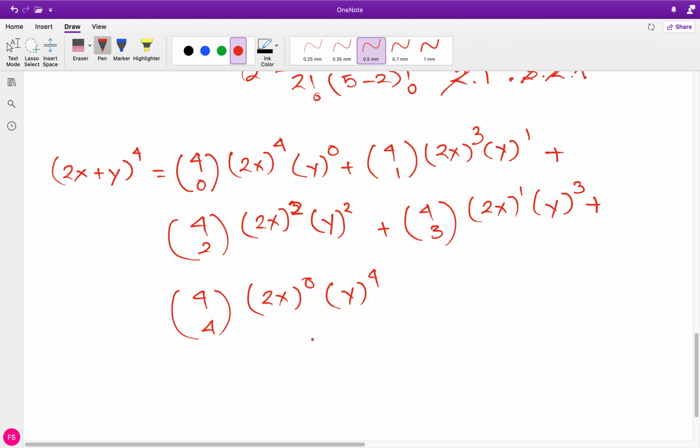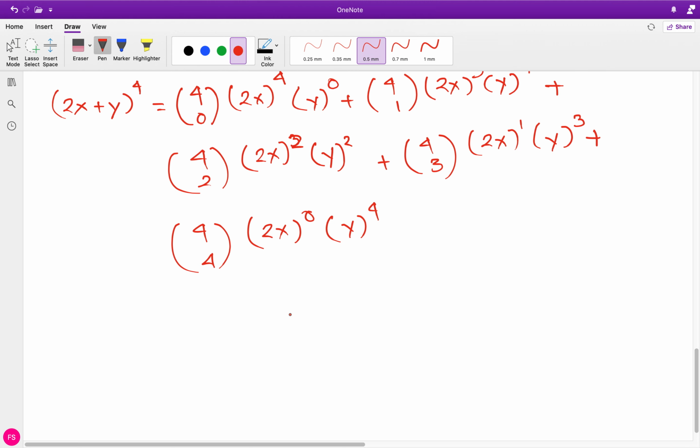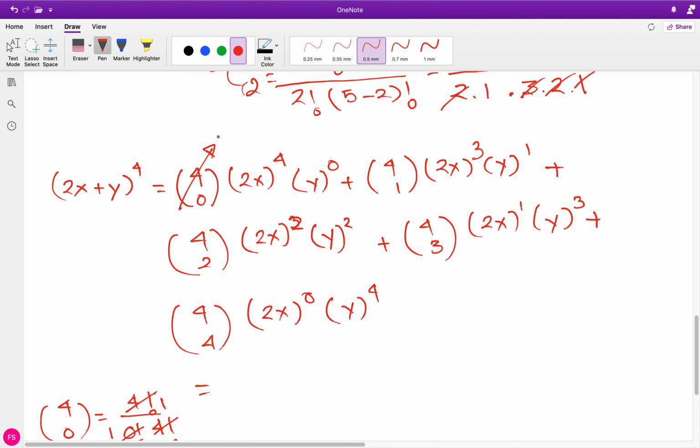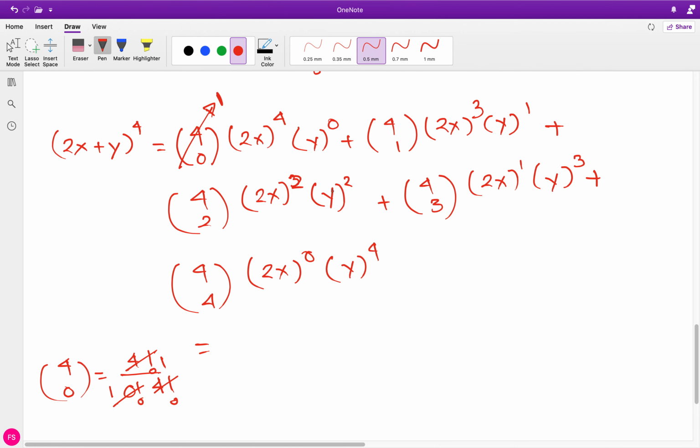Now how to do this without a calculator? Let's see. So for the first one, 4C0, how to calculate it? 4C0 equals 4 factorial over 0 factorial times 4 minus 0 factorial, which is 4 factorial. So 0 factorial is 1. So this is just 1. Then 4C4, it's also 1. That means the first term equals just 1.